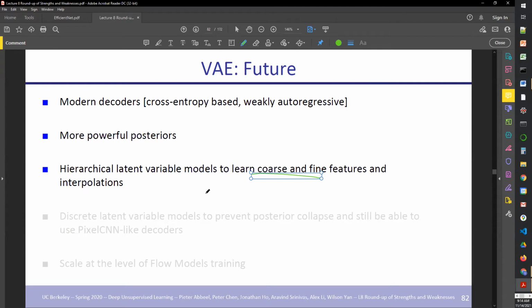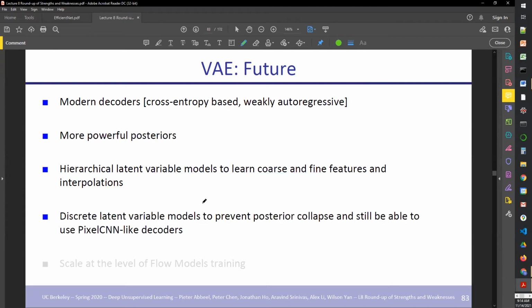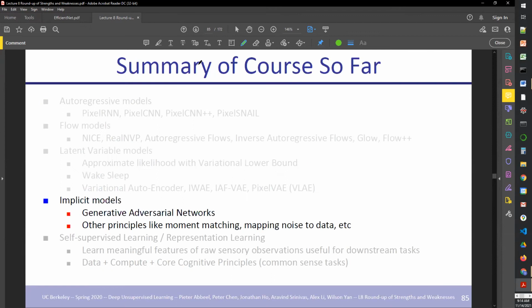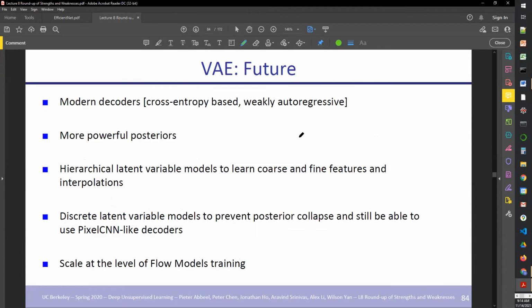We still need to do work to prevent, and this becomes a bigger and bigger issue as we get into the later models, the posterior collapse while using pixel-like decoders, and to scale at the level of flow models training. So what that says is, while VAE is pretty good at multiple things, we still have work to do to get it to be the best at everything.